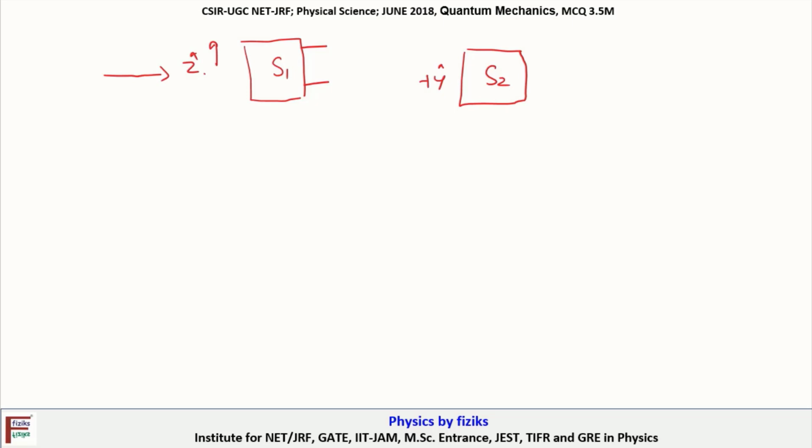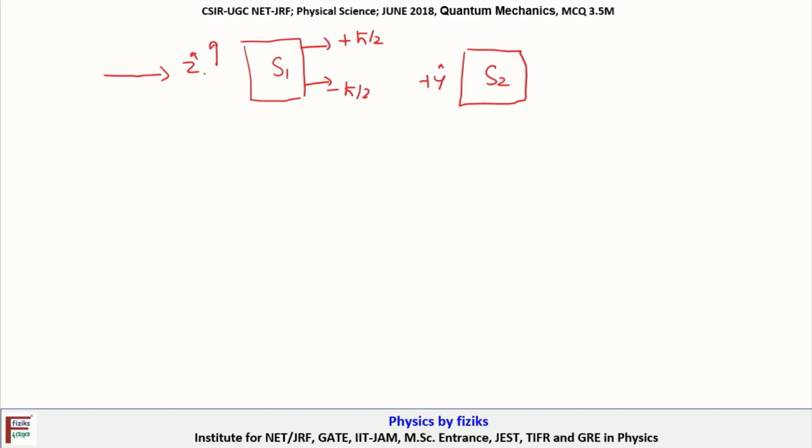So let us make it in a proper way. That is S1. Now the direction of this would be positive Z axis. This is S2. Its direction is plus Y cap. So an initially unpolarized beam of particles is coming. Now Stern-Gerlach can give us either plus h cross by 2 or minus h cross by 2 spin.